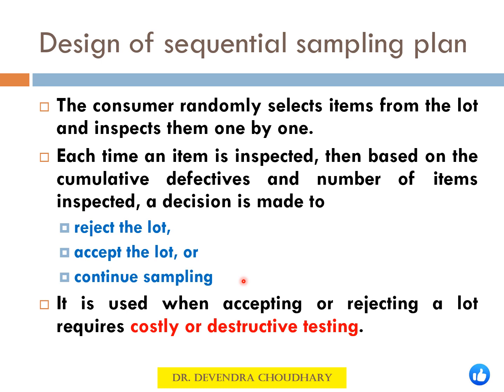Sequential sampling plan is used when accepting or rejecting a lot requires costly or destructive testing, as in this sampling plan, in each sample only one item is inspected.